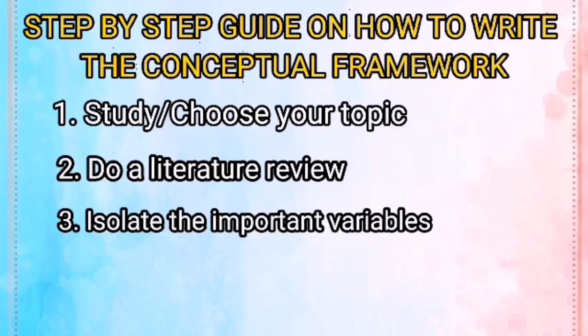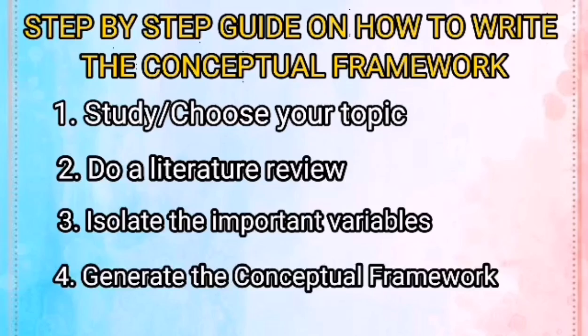Number 3, isolate the important variables. Identify the specific variables mentioned in the literature and show their interrelationship. Number 4, generate the conceptual framework. Build your own conceptual framework using the variables studied in the scientific articles you have read.